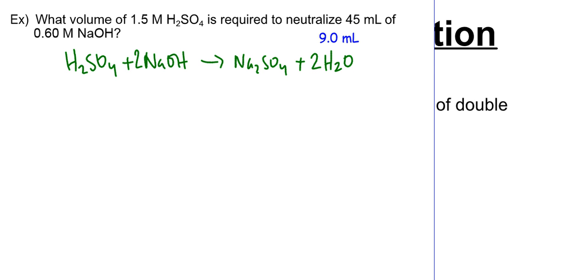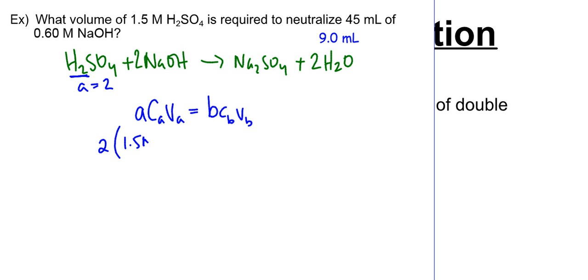If you want to, you could actually use stoichiometry to solve this problem, but our fancy equation A CA VA equals B CB VB is a lot nicer and easier to use. So for my acid, how many hydrogens do I have? I have 2. So my A value is going to be 2. So I'll put 2 in there. My concentration of my acid is 1.5 molar, right? That's written up here. And it's asking me for what volume of acid. So that's VA, that's my unknown.